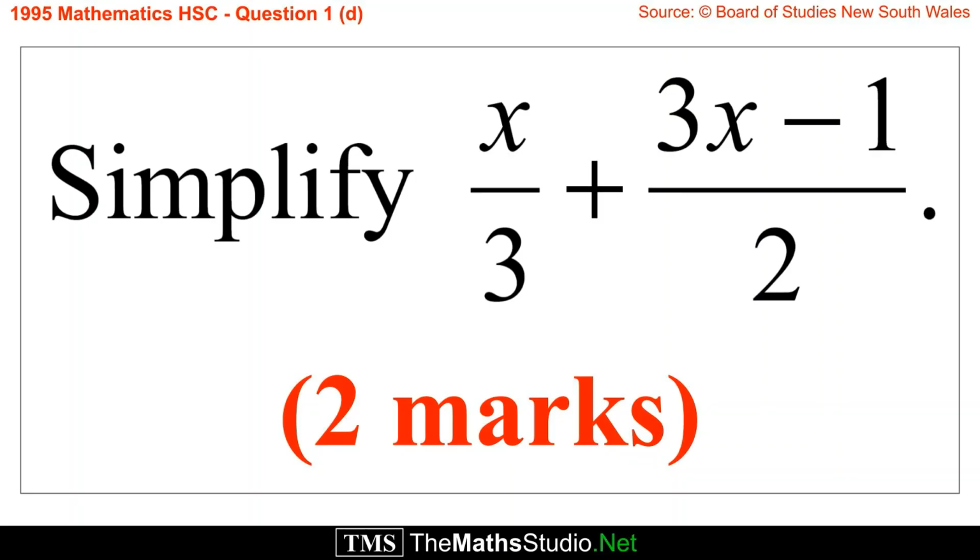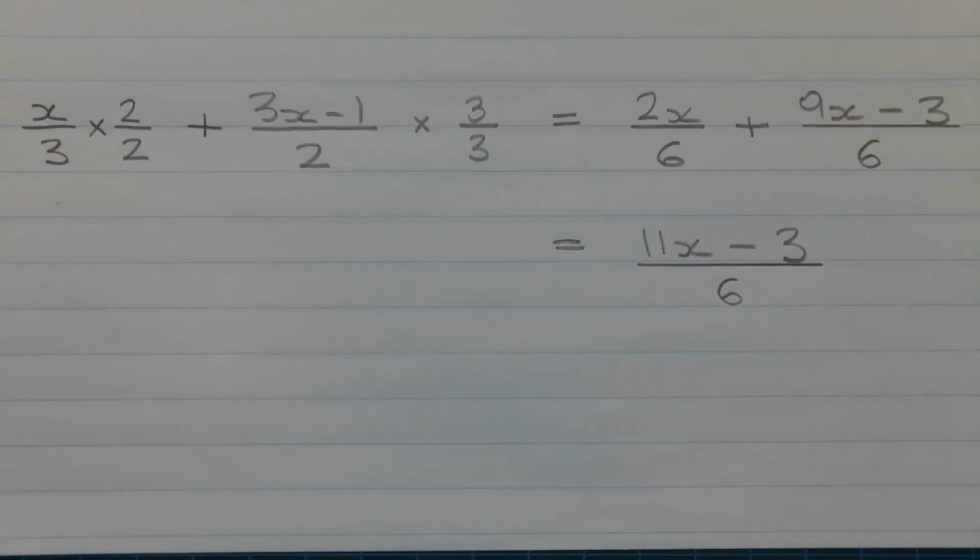Question 1, Part D. Simplify x over 3 plus (3x minus 1) over 2. We are adding 2 fractions with different denominators. So the first step is to express both fractions, x over 3 and (3x minus 1) over 2, with a common denominator. A simple way to do that is to take the first fraction, multiply the numerator and the denominator by the denominator of the second fraction.